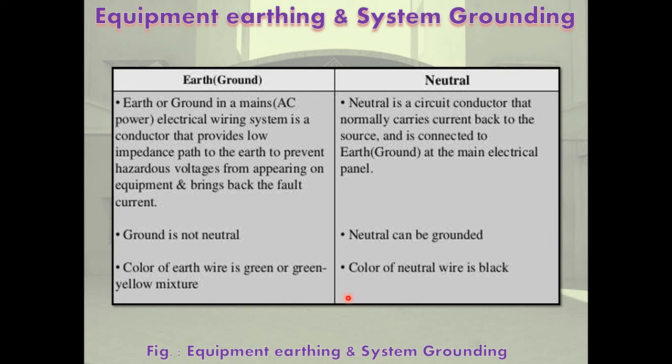Neutral point earthing is the connection of the current carrying conductor neutral to earth, but equipment earthing is the connection of non-current carrying metal parts to the earth. Okay, so these are the differences between earth and neutral.